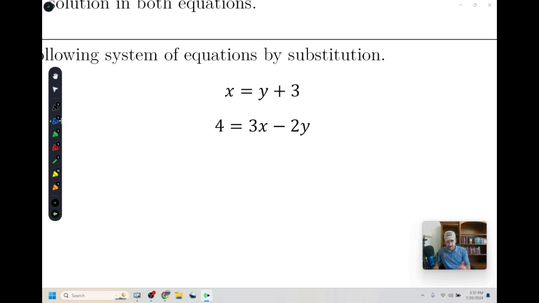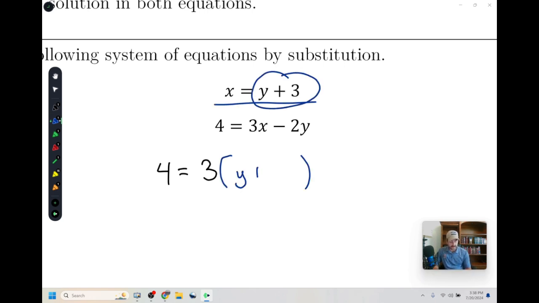So the first thing I'm going to do is I'm going to say, well, look at this x. I've got an x down here in this problem as well. Wouldn't it be nice if I just swapped those out? Because x is technically the same thing. And so I'm going to rewrite the bottom equation, 4 equals 3. But instead of x, I'll do it in parentheses. I'm going to write this side of the equation, y plus 3, because we know those are the exact same thing. Minus 2y. And now I've got an equation with just y's, and I can solve it out.